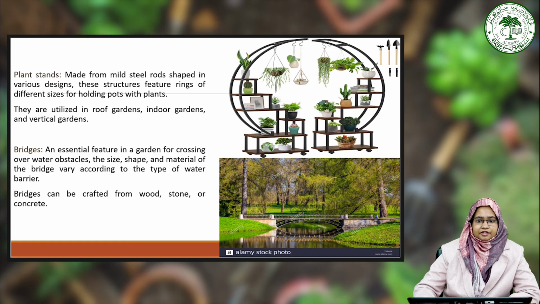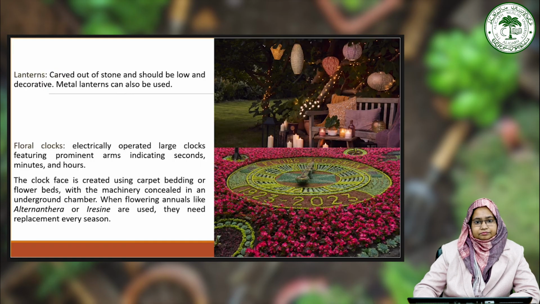Bridges are a necessary item in a garden to cross a stream. Size, shape and material of the bridge depend upon the type of water barrier. They may be made of wood, stone or concrete. Lanterns are carved out of stone and should be low and decorative. Metal lanterns can also be used in outdoor spaces of landscapes and gardens.